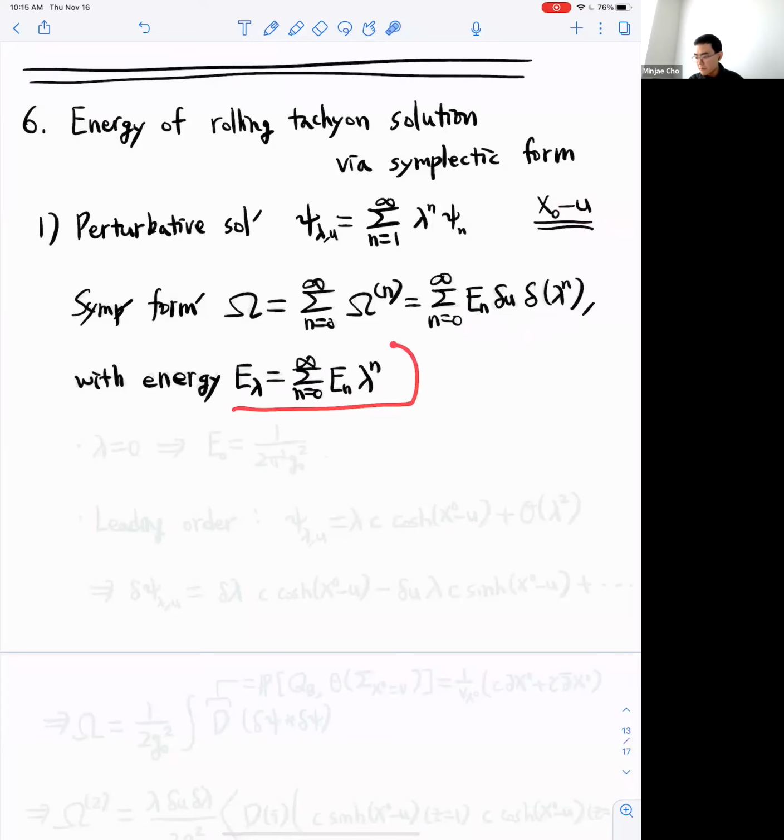Energy is just this one. Okay, so we have a solution order by order in lambda. We have the symplectic form order by order in lambda. From there, we can extract energy order by order in lambda. Good. At lambda equals 0, of course, we know that the answer should be just given by the tension of the original D-brane, which is this one. I mean, this is not derived from the symplectic form, but this is what we know.